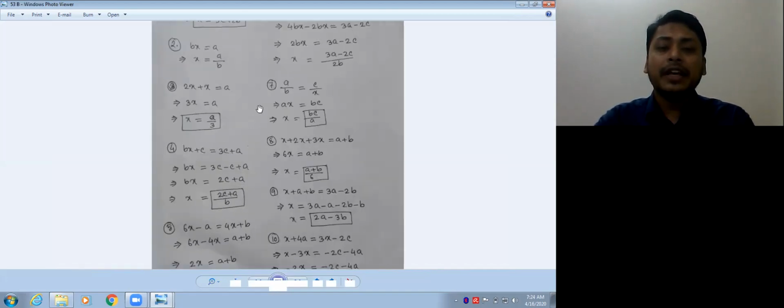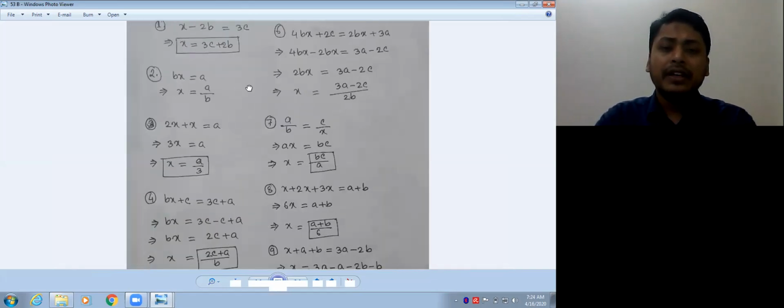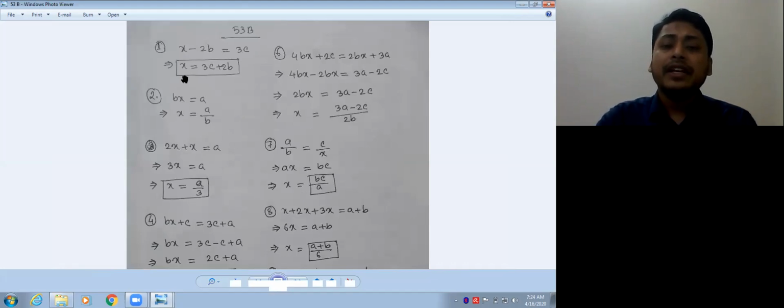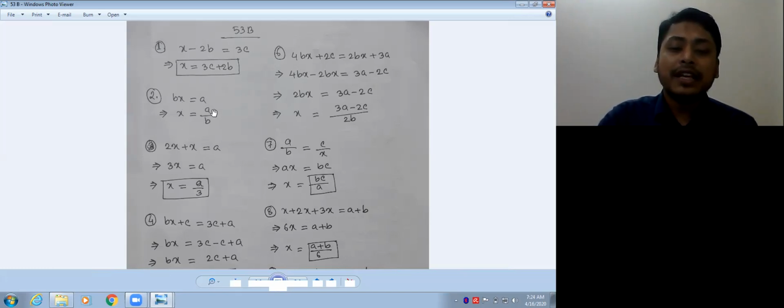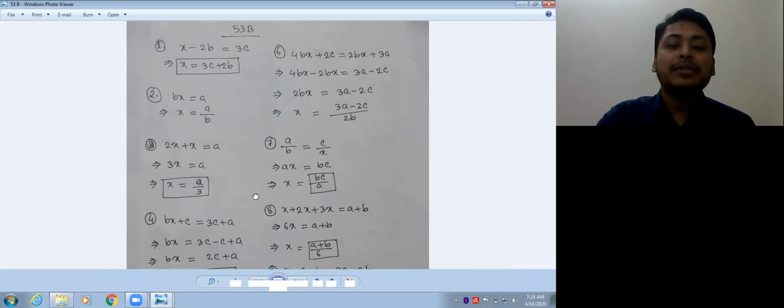And 53A and 53B are very similar. Okay, same maths here. You can see that x minus 2b equals 3c, so we can write x equals 3c plus 2b. That will come to the right side. Okay, we wrote this is the answer. Bx equals a, therefore x equals a by b. It was multiplication, now it has been division.